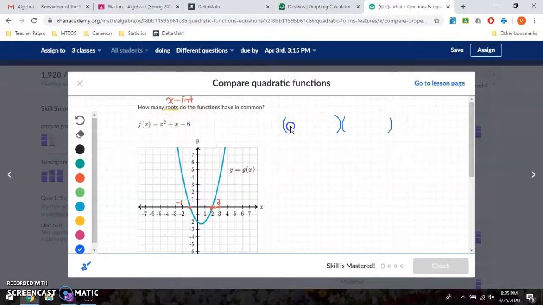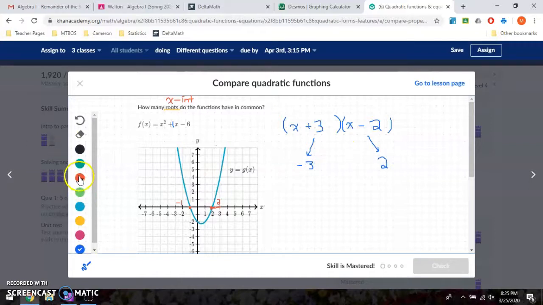So x squared breaks up into an x and an x. Now I'm looking for two numbers that multiply to -6 and add up to +1. Well, that would be a +3 and a -2. So this factors into x plus 3, x minus 2. Let's look here. Our two x-intercepts here are -3 and +2.